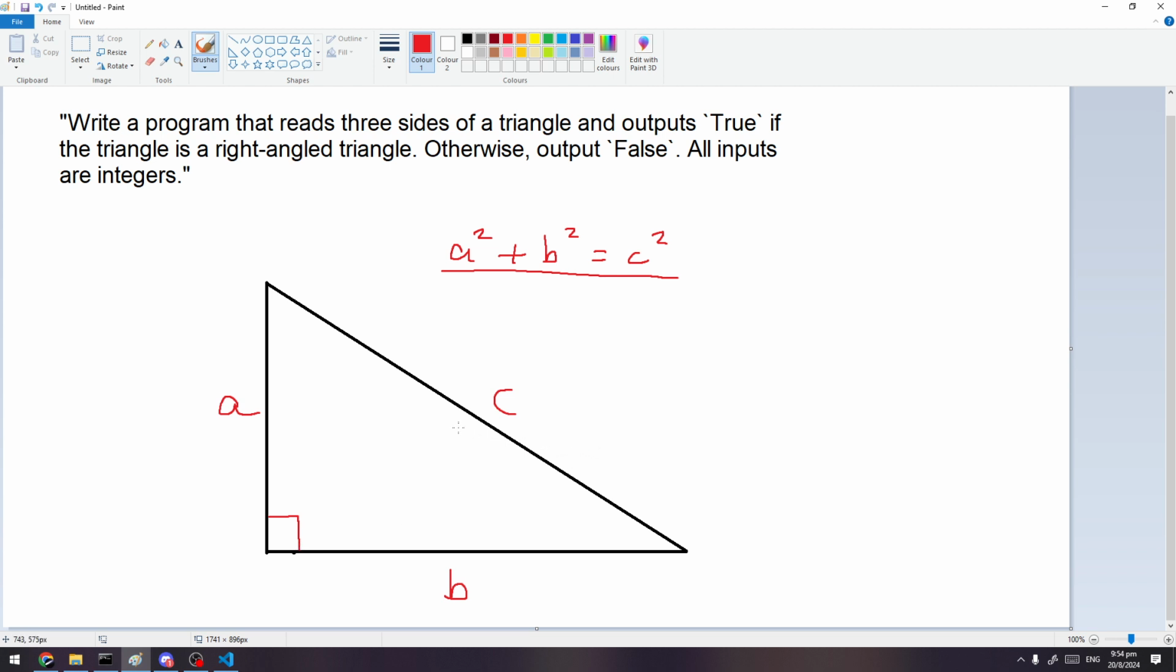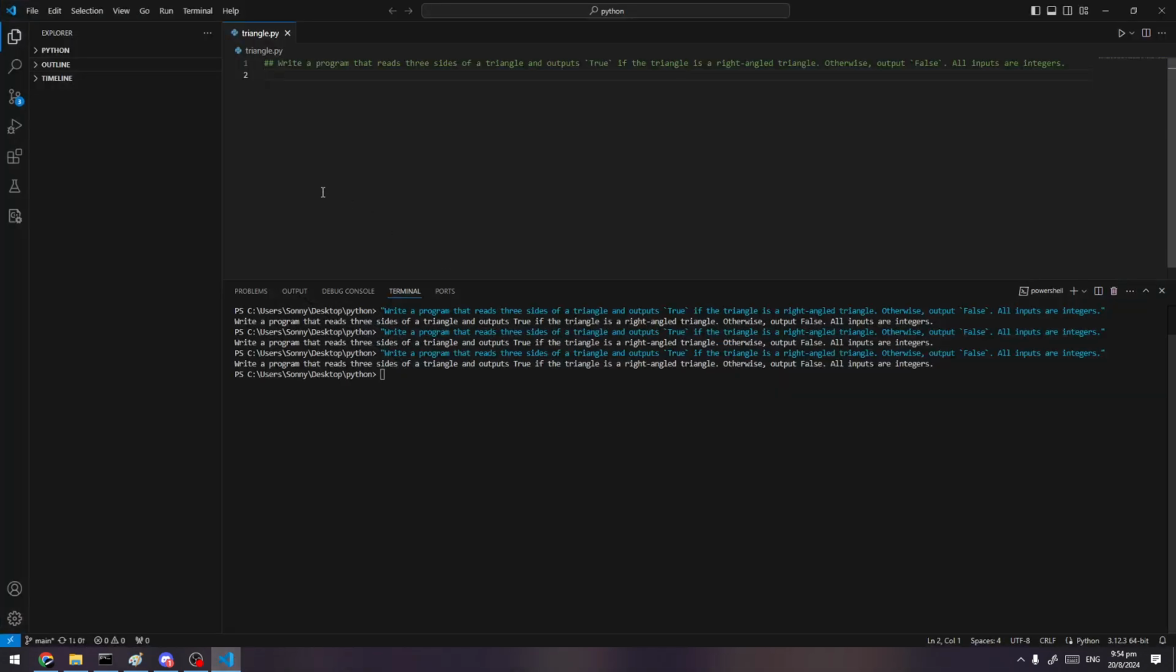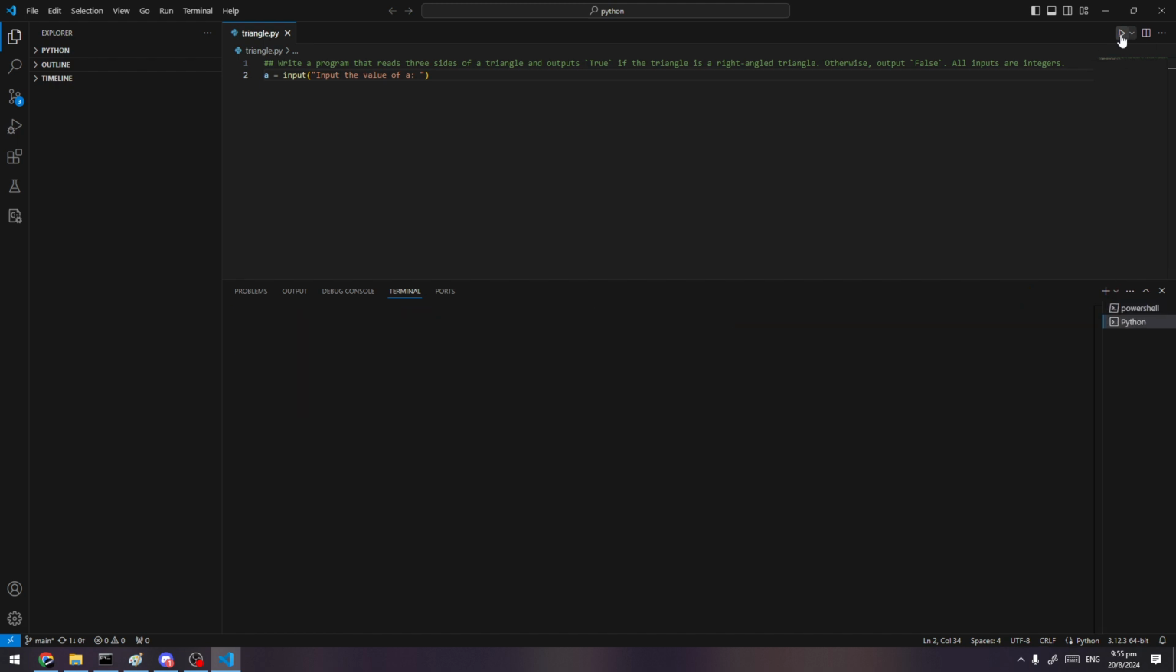So how should we implement this in the program? First, we need to input all the values into the program. You will be thinking like this: a equals input. Remember to put brackets in it. Inside the brackets of this function, we can put a comment of what to input, like "input the value of a". Let's run it. It will show "input the value of a", and you can input some values in it.